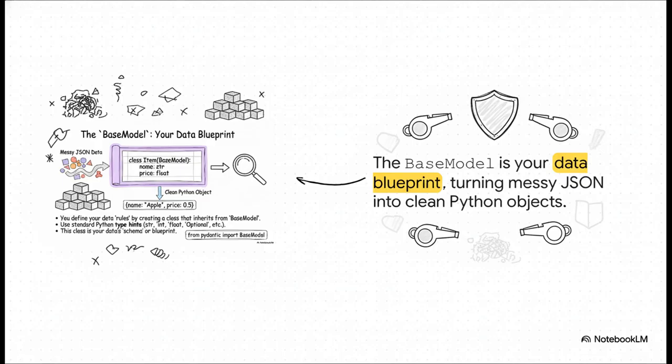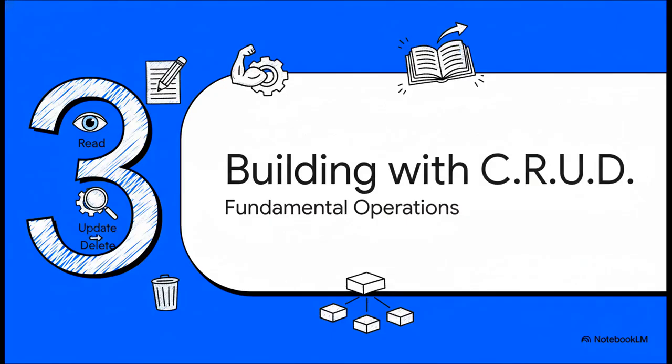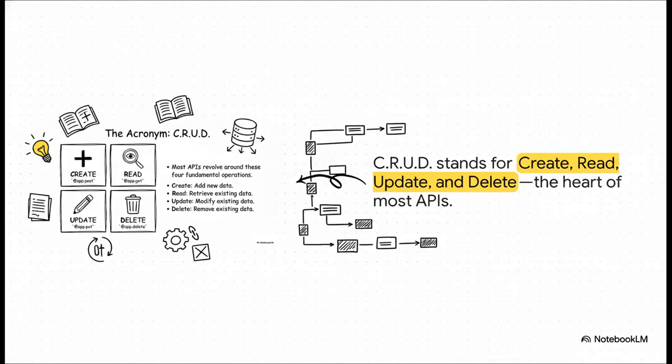All right, now that we've got our data validation sorted, it's time for the training montage. Let's learn the 4 fundamental operations that are really the backbone of pretty much any API you'll ever build. And those operations are known by this handy acronym, CRUD. It stands for create, as in adding new data, read, for getting existing data, update, for changing data, and delete, for deleting it. You master these 4, and you are well on your way to building powerful APIs.